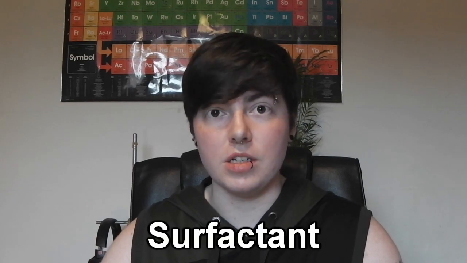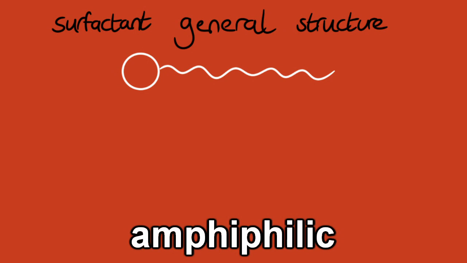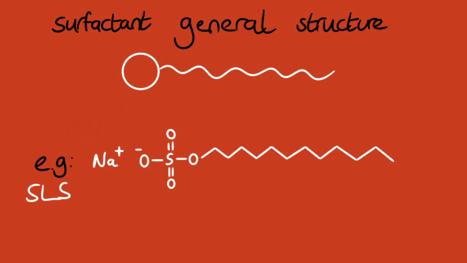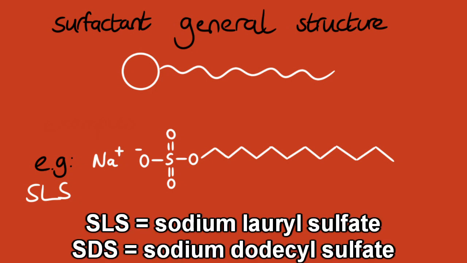To get these two phases to mix, we need something called a surfactant. Surfactants are special molecules which are amphiphilic, which means that different parts of the molecule are soluble in polar or non-polar solvents. A great example of where you can find surfactants is in washing up liquid. Your washing up liquid probably contains either SLS or SDS, sodium lauryl sulfate or sodium dodecyl sulfate.